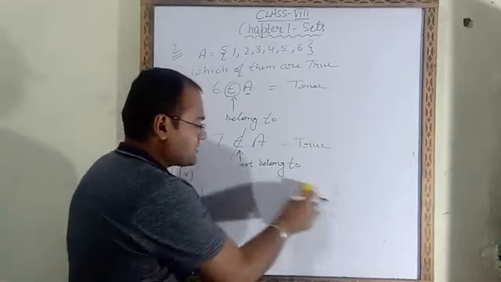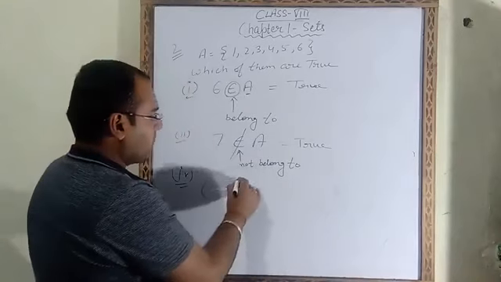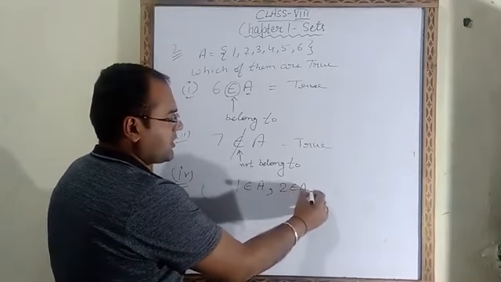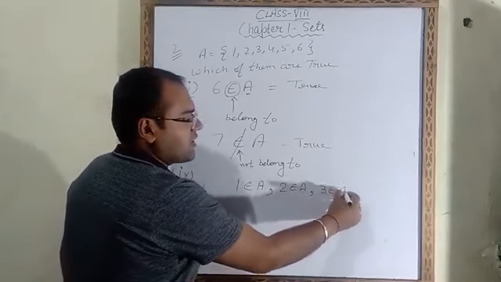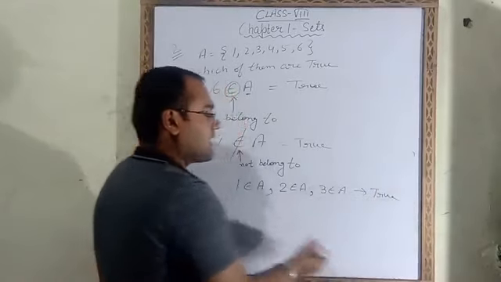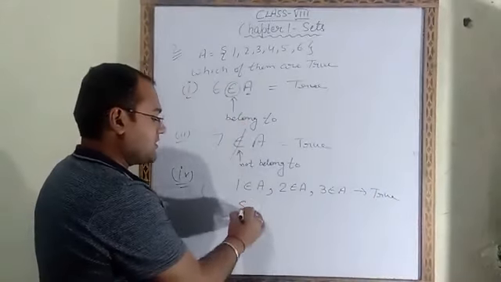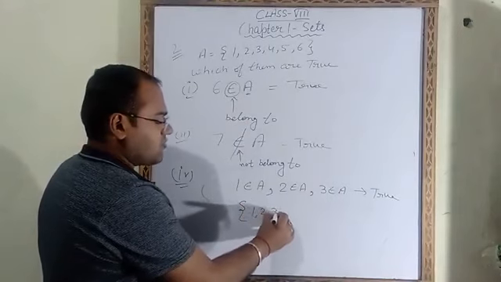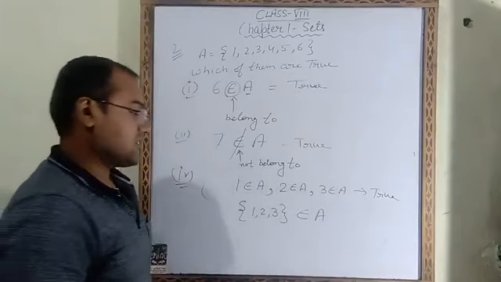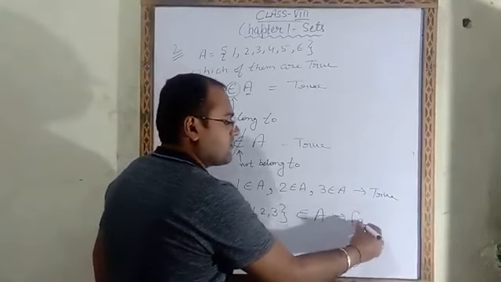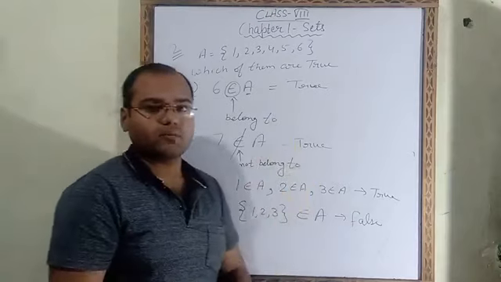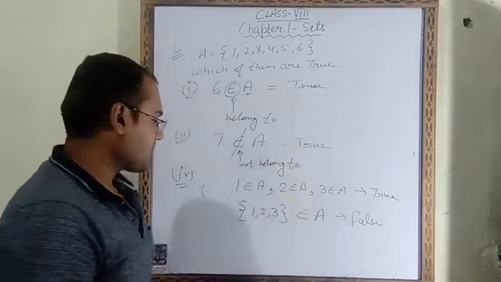If instead of this it will be written like this: 1 belong to A, or 2 belong to A, or 3 belong to A, then we will say that this statement is true. But here in this part, what is given? Set 1, 2 and 3 belong to A. So this statement is false. So like this you have to do all the remaining part of this question.